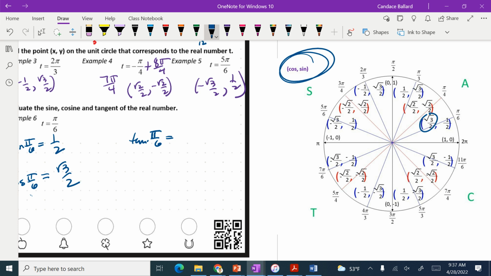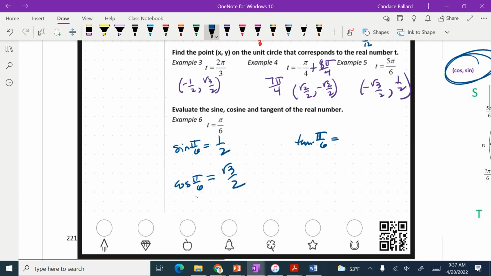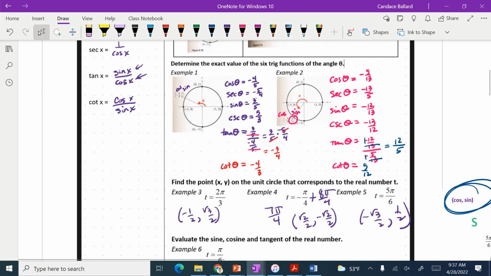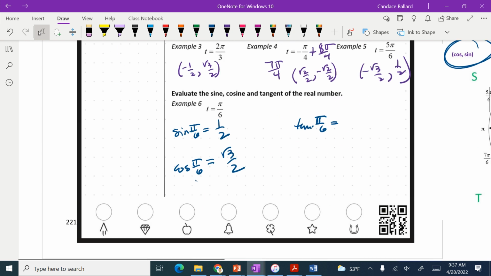All right, the tangent. We can't just read it off, right? What did we learn today? What is tangent in terms of sine and cosine? Sine over cosine. I usually write this because I'm lazy and I don't want to write out the whole word. I'll usually write out sine over cosine like that, just to process it in my brain. We already wrote it here. What was our sine? 1 over 2. What was our cosine?